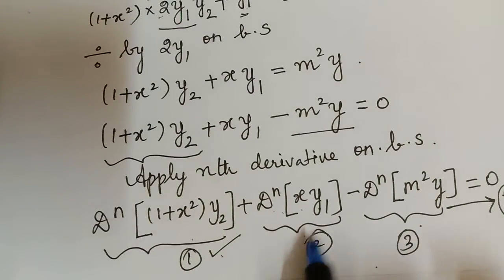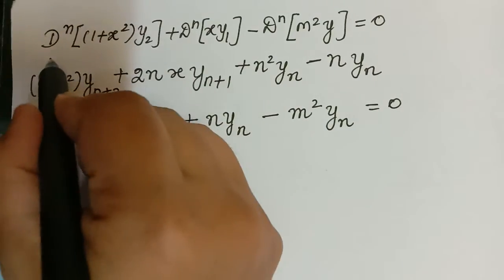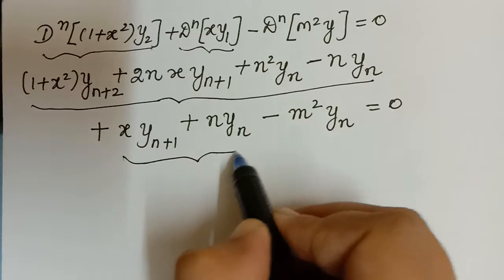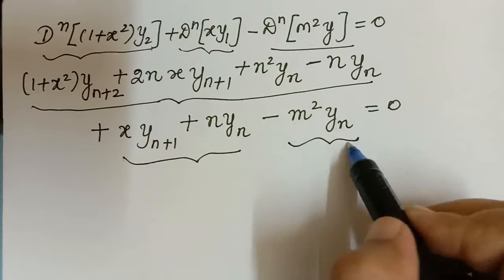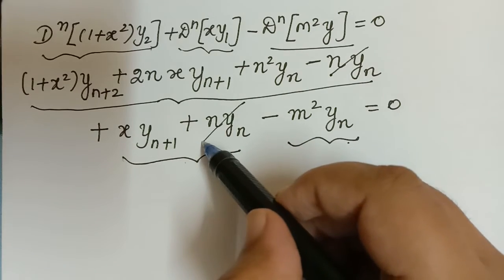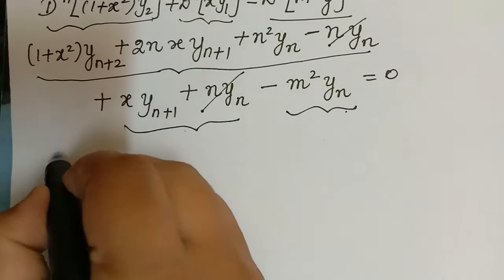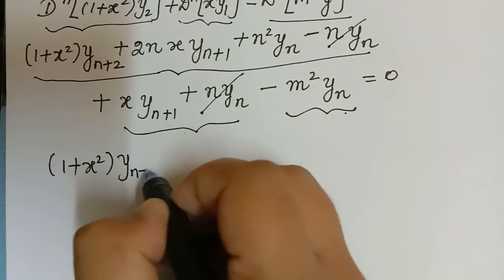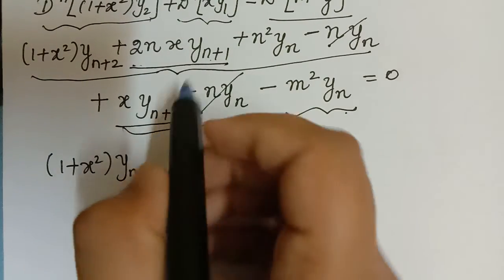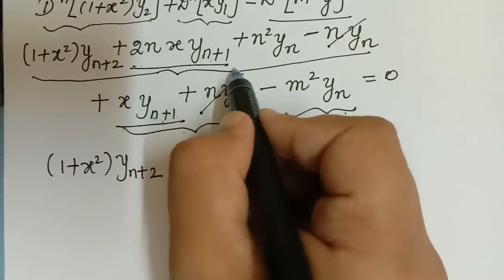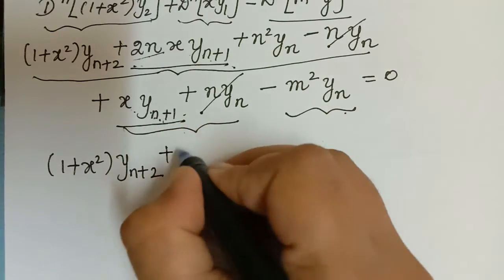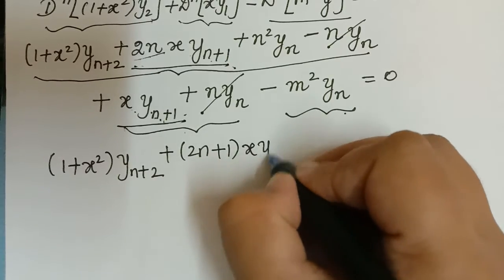So we will substitute all the 3 terms in this place. So now after substituting, in this place we have substituted this value which we have found, and in this place we have substituted the value that we have found, and this is minus m squared yn equal to 0. Now after this, if we check, we could see that minus nyn plus nyn will get cancelled, and these terms will become the 1 plus x squared yn plus 2. And if you see here, here you have yn plus 2 and here also you have yn plus 2. And what is common to these two terms? xyn plus 1 is common. So if we take that common out, we will be left with 2n plus 1. So this will be 2n plus 1 multiplied with xyn plus 1.